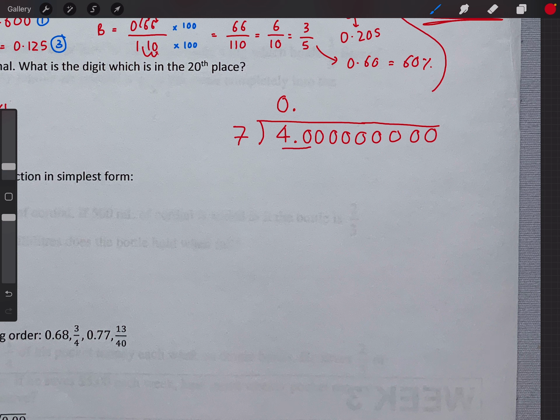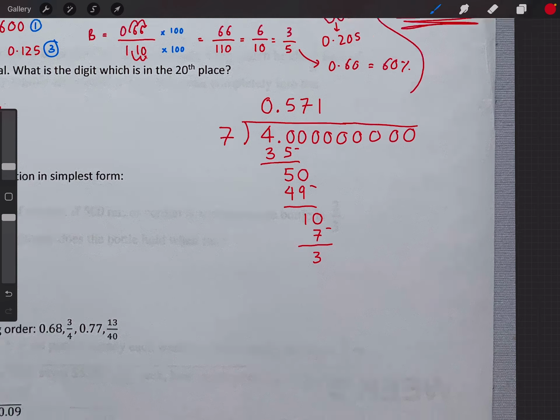Okay, so we choose the whole 40. 40 divided by 7 is 5. 7 times 5 is 35. Do a subtraction and you get a 5. Bring down the next number. 50 divided by 7 is 7. 7 times 7 is 49. Do a subtraction, you get a 1. Bring down the next 0. Just keep bringing down zeros. So 10 divided by 7 is a 1. 7 times 1 is 7. Subtract, you get a 3.